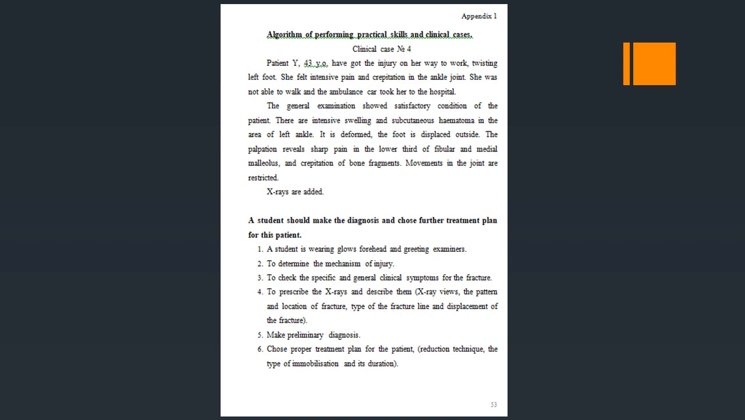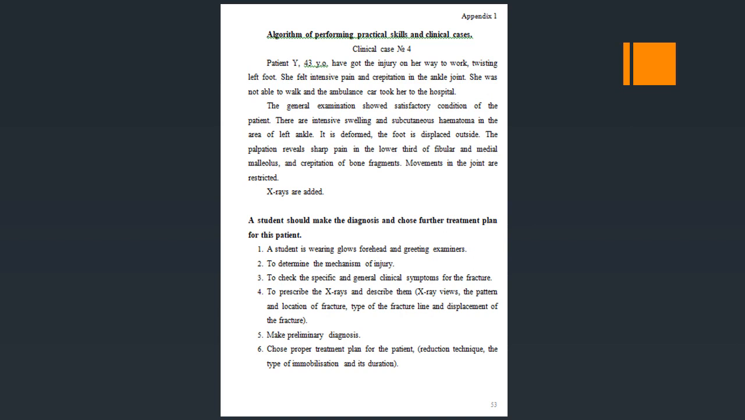ankle joint, and here you can see that there is a deformity. When you are palpating the ankle joint, you can feel the crepitation on the side of the medial malleolus and on the other side where there is the lateral malleolus. You can also feel mobility of bone fragments. Those are clinical symptoms that are specific for fractures.